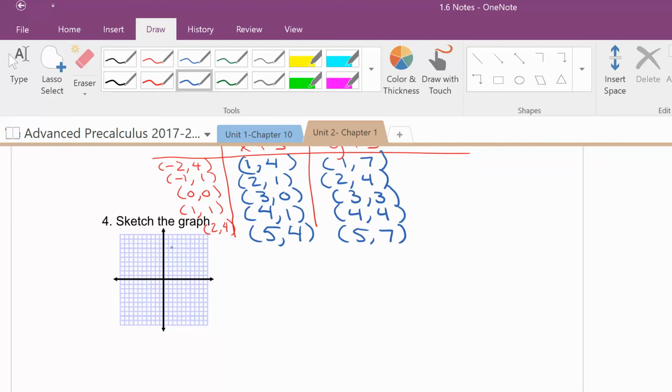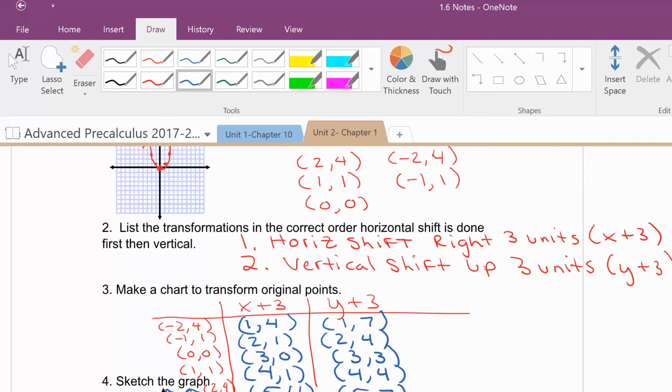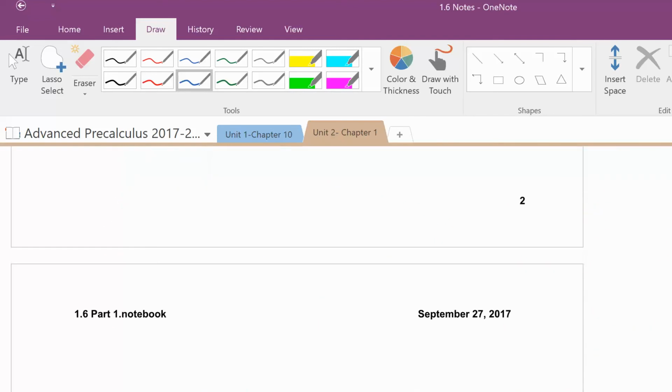So 1, 7, 2, 4, 3, 3, 4, 4, 5, 7. And there's your new graph: f of x equals x minus 3 squared plus 3.